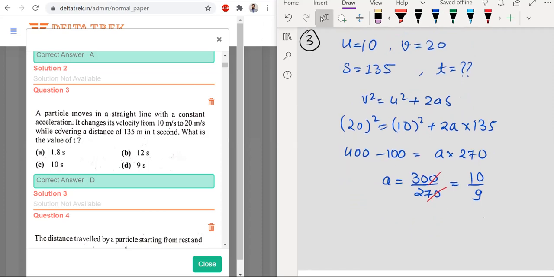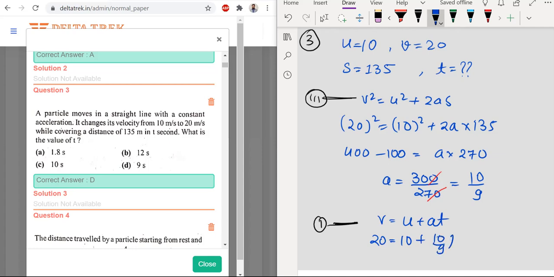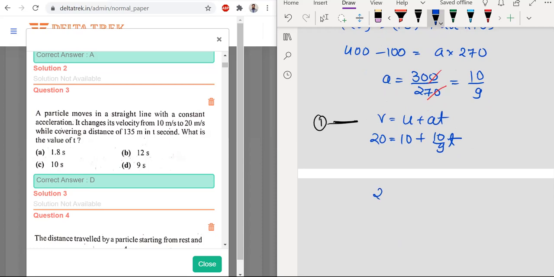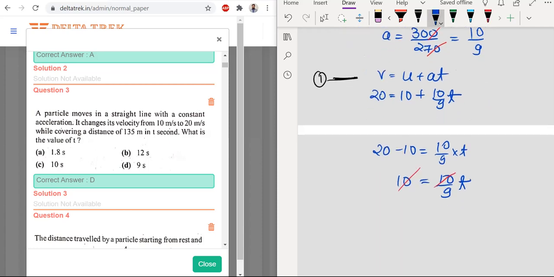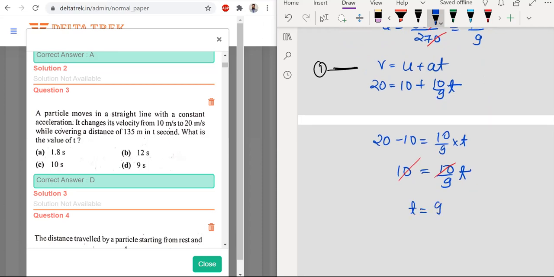Now we know how to find the time. To find the time we can use the first equation. Here we used the third equation, now we'll be using the first equation, and the first equation is v is equal to u plus at. So v was 20, u is 10 plus a is 10 by 9 into t. If we subtract, 20 minus 10 is equal to 10 by 9 into t. So 20 minus 10 will remain 10 equals 10 by 9 t. You see, this 10 is going to be cancelled and 9 will be cross multiplied. So cross multiplication we will do and t will become 9 seconds.